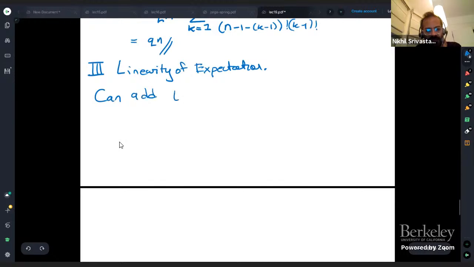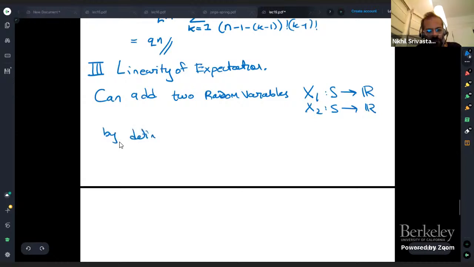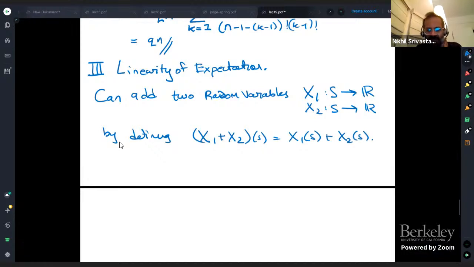So you can add two random variables, X1 and X2. They need to be on the same space. You add them by defining a new random variable, which is the sum, to just be the sum of the evaluations of the original ones. This looks like nothing happened here, but I'm actually doing something. I'm defining a new function by adding two functions.